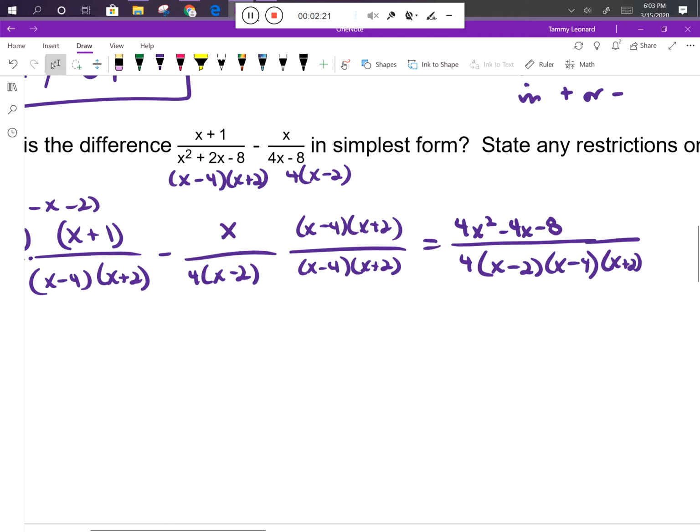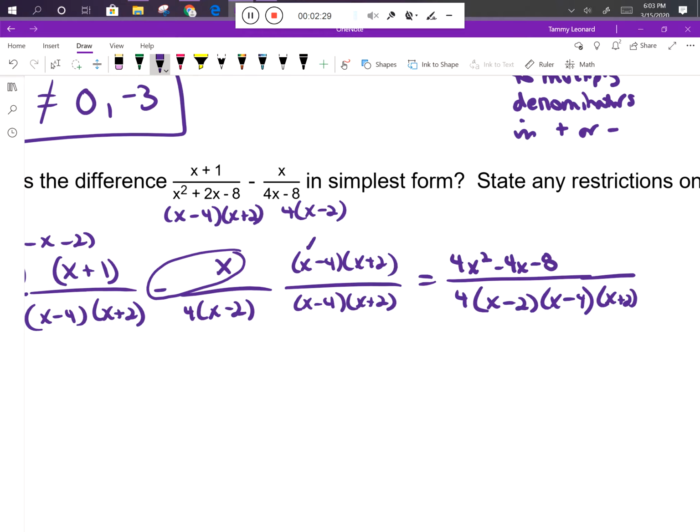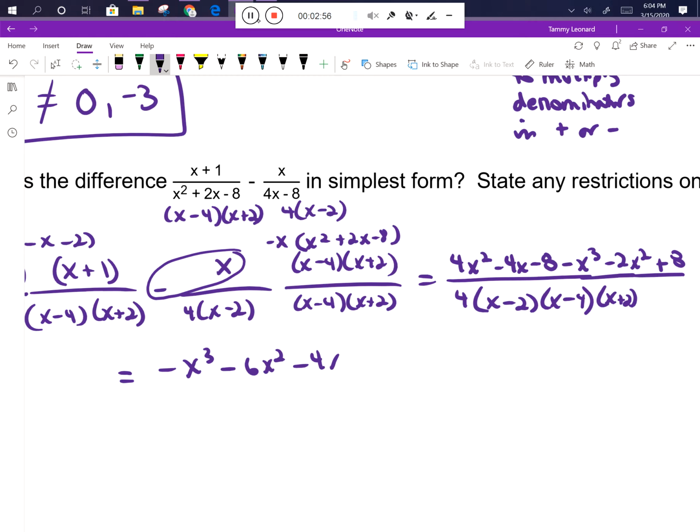Then I'm going to look at the second thing. When I take that x and distribute it, I'm going to make sure I take the negative with it. So first let's put it back. We actually already know that's going to be x squared plus 2x minus 8 for the trinomial. And then we're distributing a negative x. So that's going to be minus x cubed minus 2x squared and plus 8. All right, let's clean up that numerator. The numerator is going to have negative x cubed minus 6x squared minus 4x, and the negative 8 and the positive 8 will actually cancel.